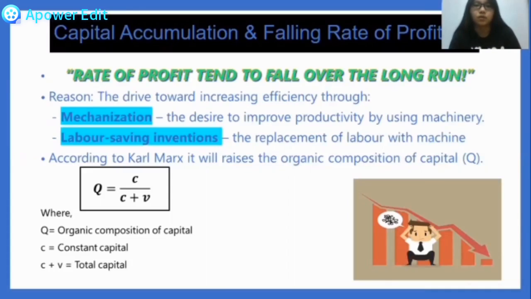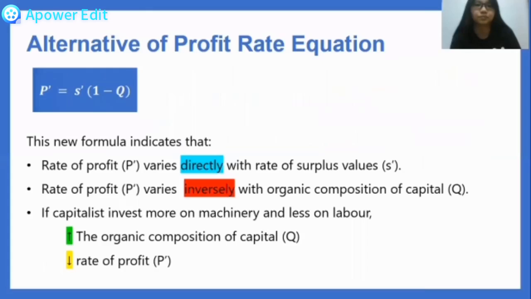The formula of the organic composition of capital Q is equal to constant capital C over total capital, C plus V. There's an alternative profit rate equation, where the rate of profit P prime equals the rate of surplus value S prime times 1 minus the organic composition of capital Q. This new equation indicates that the rate of profit P prime varies directly with the rate of surplus value S prime and varies inversely with the organic composition of capital Q.